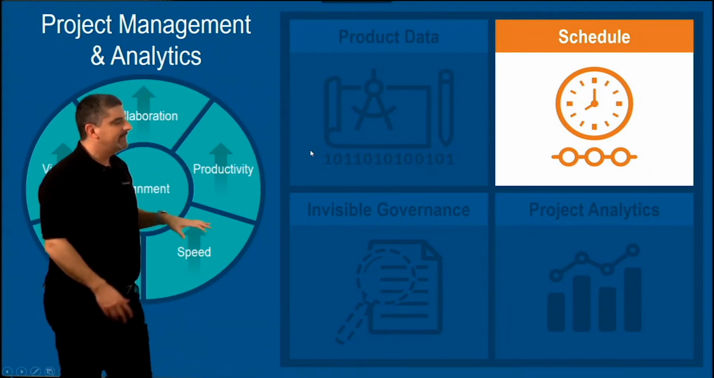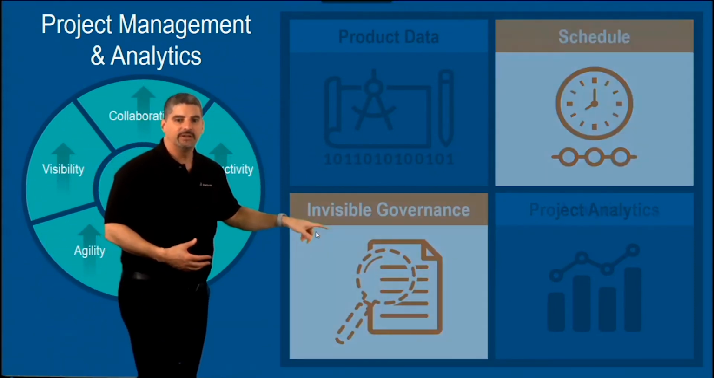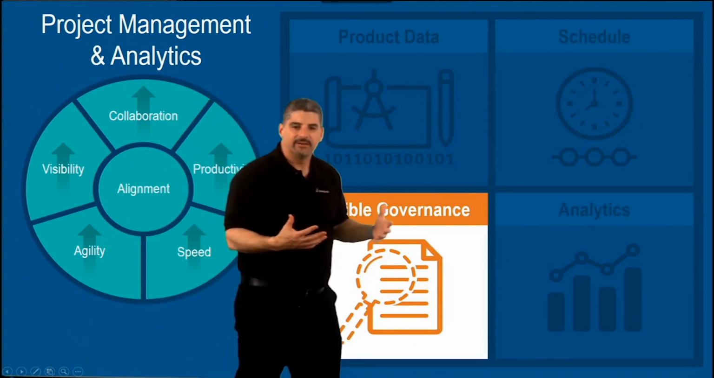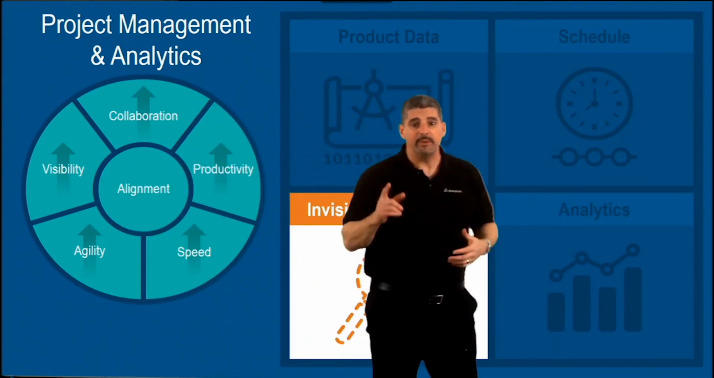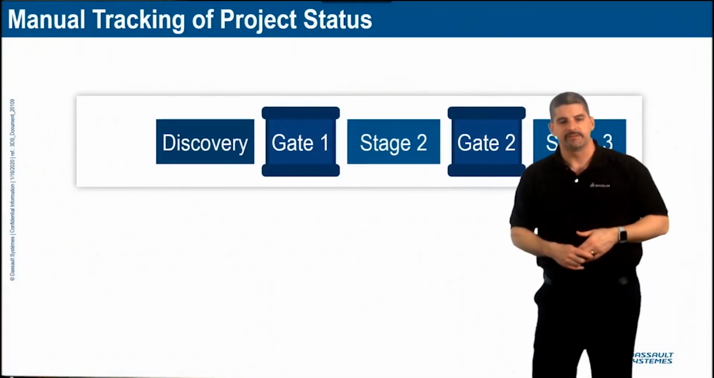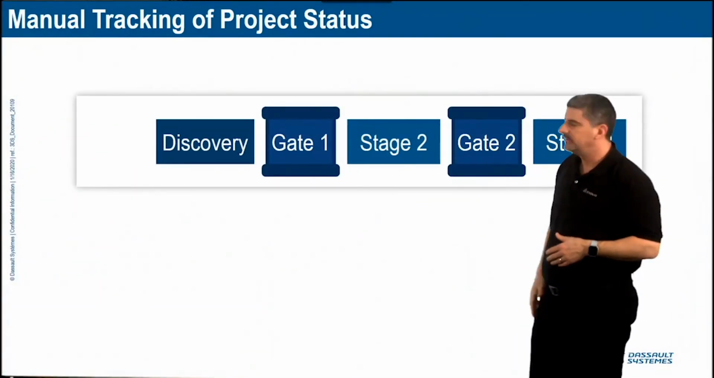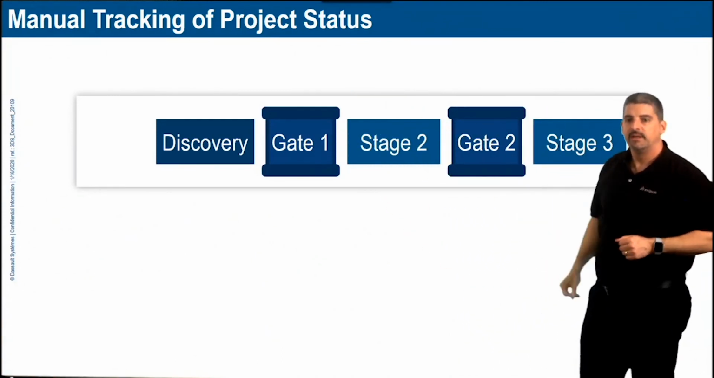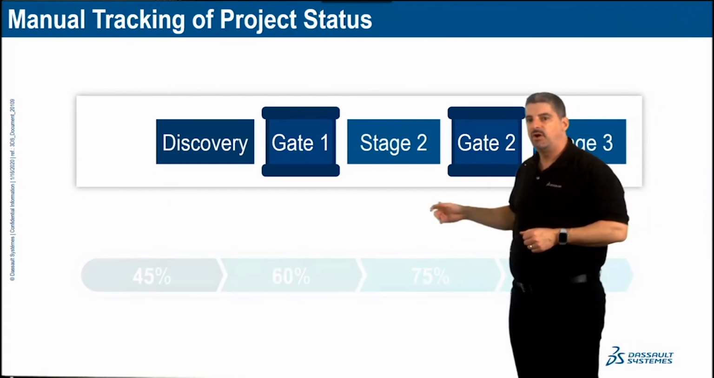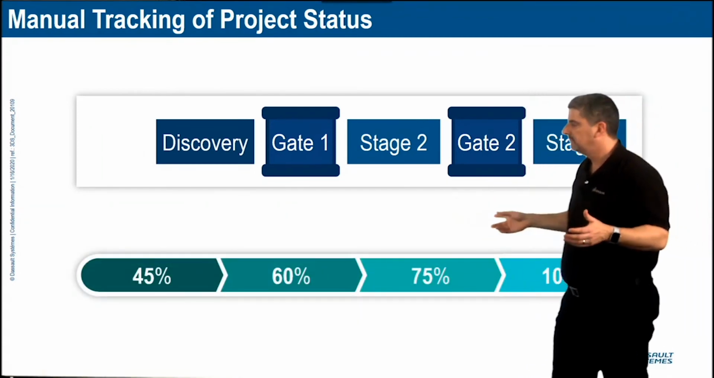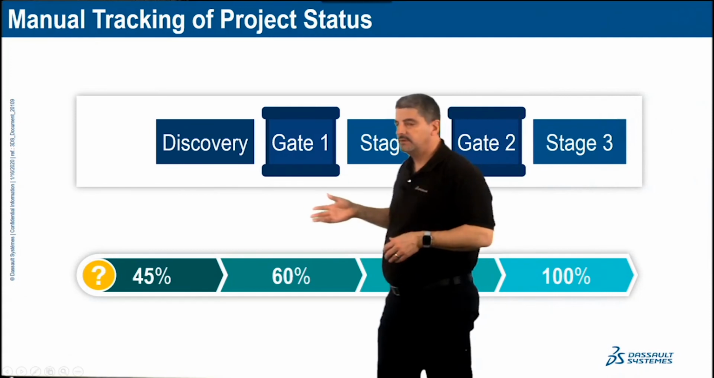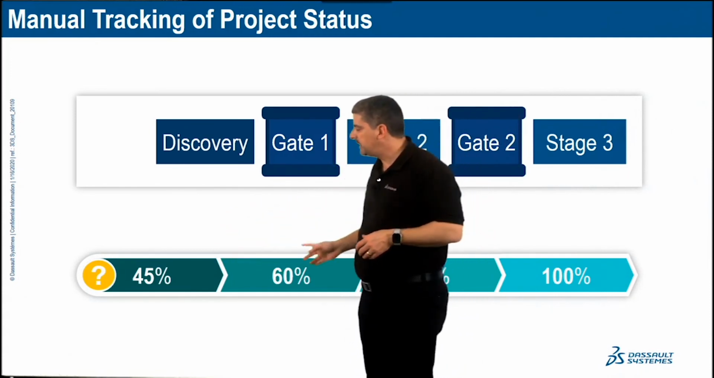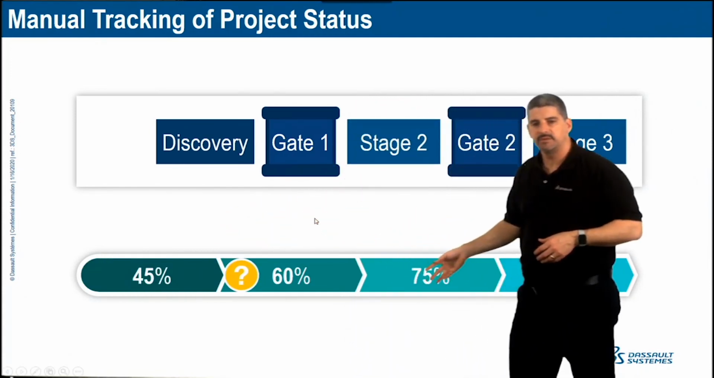Now let's look at something that can be achieved that I like to call invisible governance. What the heck is that? Can we make this even better? You bet we can make this better. Think about this. Here is your project. Some phases and gates, milestones, what have you, right? And inside of those are a whole bunch of tasks. Question is the task 45% done? Is the task 60% done?